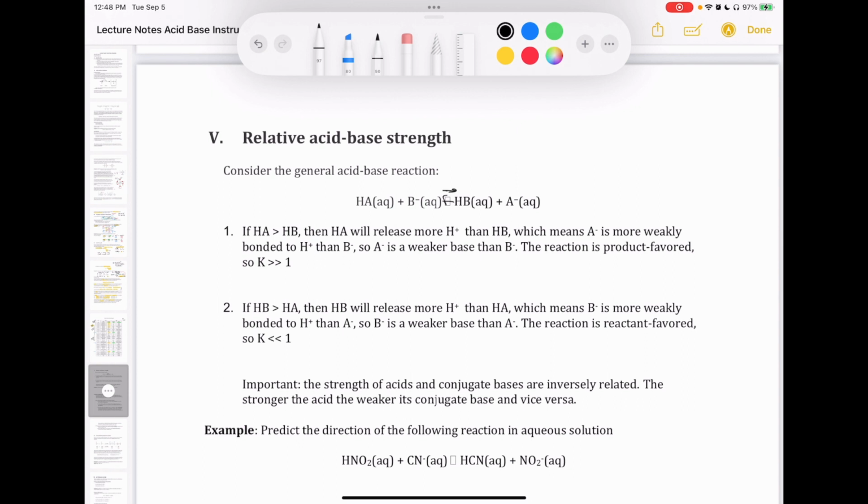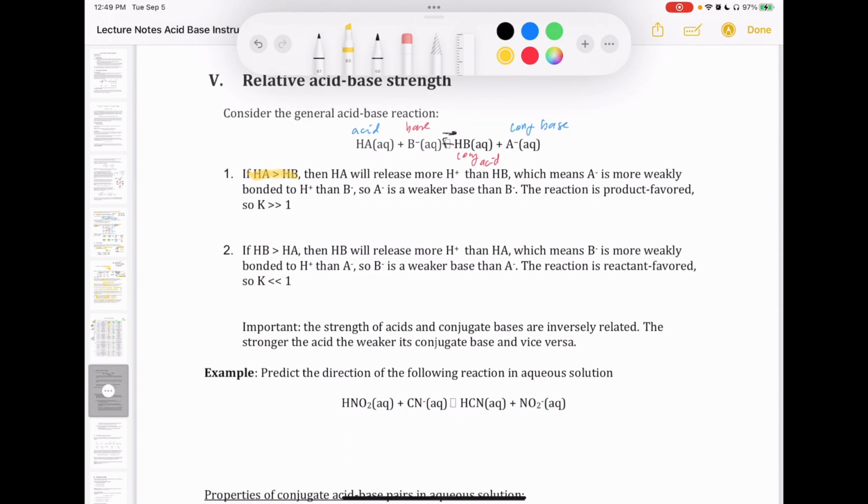HA plus B minus goes to HB and A minus. Well, let's first identify the different species that are present. We have our acid, and then we have its conjugate base, and then we have our base and its conjugate acid. If we look at the two acids, the HA, the acid itself, and the conjugate acid of the base, HB, if HA is a stronger acid than HB, if one has a larger K than the other one, then by definition, HA will release more proton compared to HB, okay?